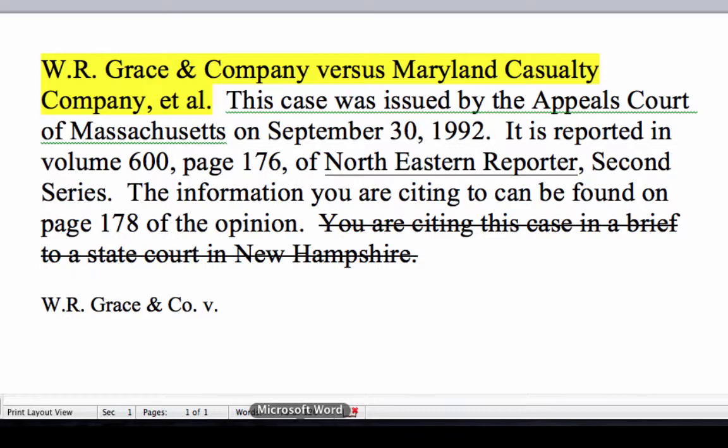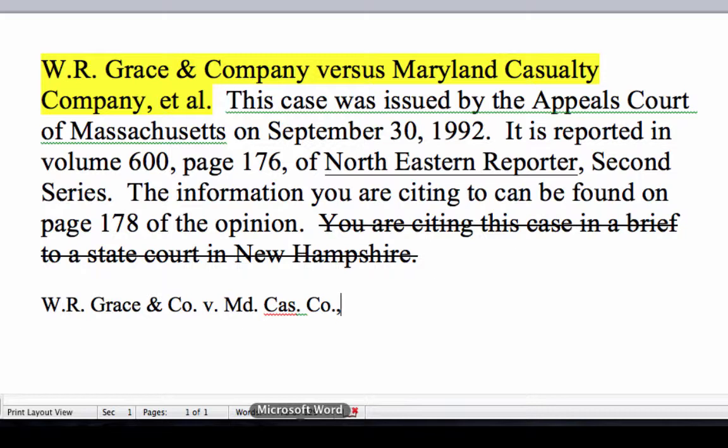So Maryland is a geographic region. It can be shortened. That's Table T10. So Maryland becomes Md., period. Casualty is actually something that's common enough that it's on T6 and it can be shortened. It becomes shortened to Cas. And then company, Co., comma. You don't need to put the et al.